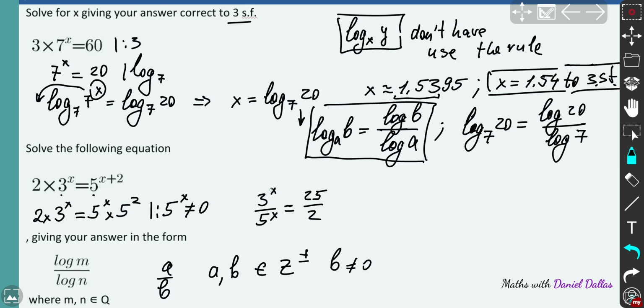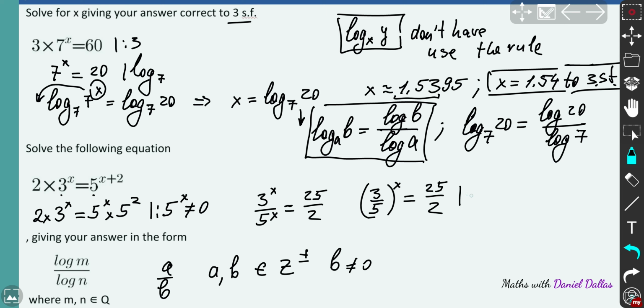And now, I'm going to use again the properties, the rules for indices. 3 to the power of x and 5 to the power of x, that's a common fraction to the power of x. So I can put x as the single power, because if you distribute back, you'll get 3 to the x and 5 to the x, so you return back to your original. That's why on the right side, I still have 25 over 2. If you like, you can, but it's not recommended because you need to give the answer in the form log m over log n. So I leave 25 over 2 as it is.